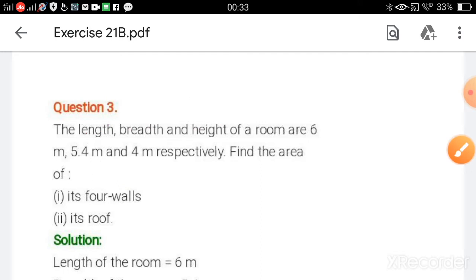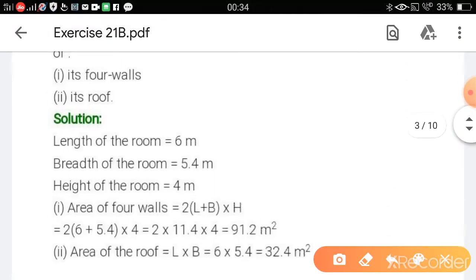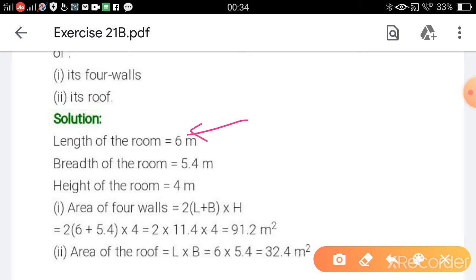So here the length of the room will be 6 meter, breadth of the room 5.4 meter, and height will be 4 meter. So we have to find the area of the 4 walls. For the area of the 4 walls, there is a separate formula: 2 into bracket L plus B, bracket complete, into H.